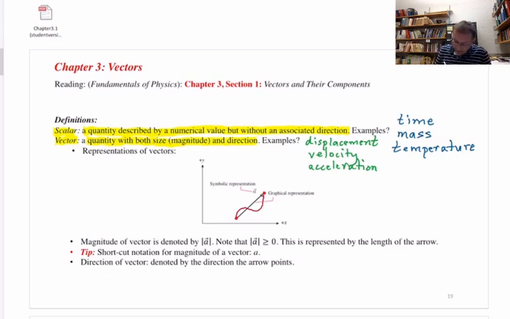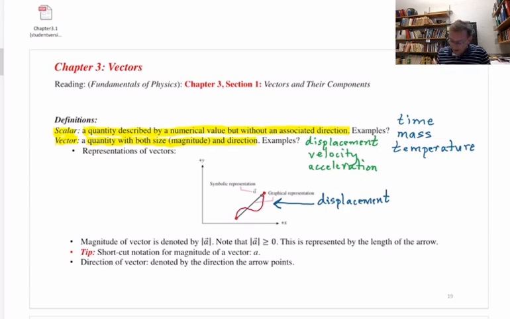To be specific, in this case, that arrow represents the displacement of our particle from the initial point to the final point. So a graphical representation of a vector is an arrow, which seems pretty natural if you're going to talk about things that have direction associated with them, because arrows point.